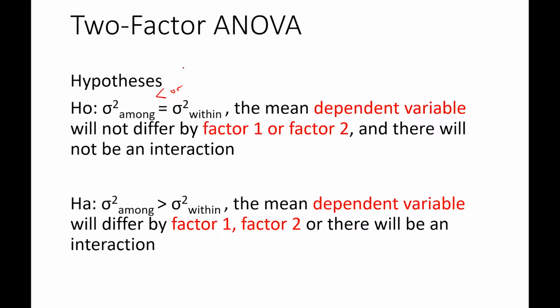The alternative is that the variance among or between is bigger than the variance within. The mean dependent variable will differ by factor 1 or factor 2, or there is an interaction between them. Just one of those things has to be occurring to reject the null hypothesis.